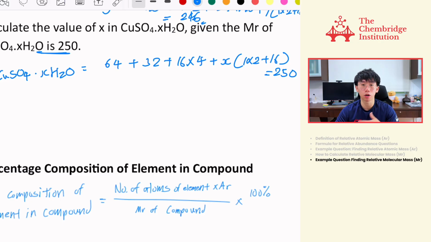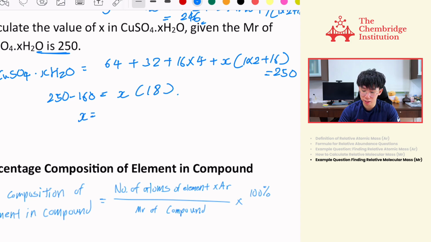And then it's just a matter of doing basic math and algebra to solve for X. So we know that 250 minus 160 is equal to X times 18. So we can tell that X is actually 90 over 18, which equals 5. And this is how you solve for X over here.